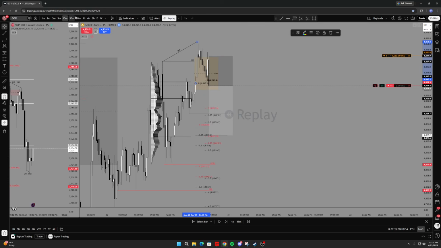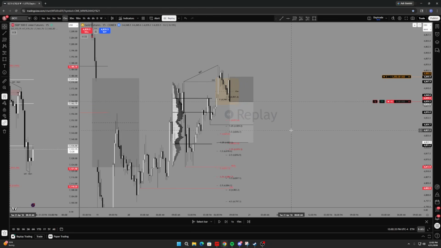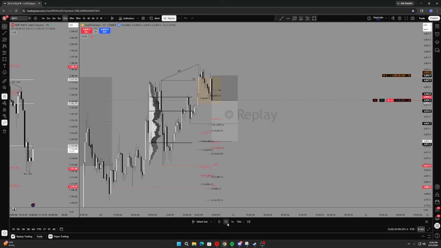So basically, we'll go ahead and play this out. Again, this is a 15-minute entry, so I'm basically only watching 15-minute structure for this, as that's what I'm basing this trade off of. So we'll go ahead and play out price.